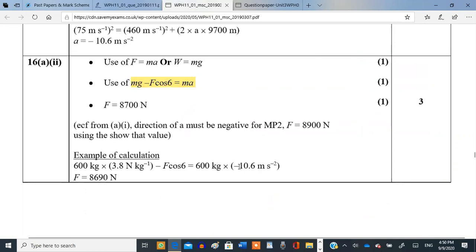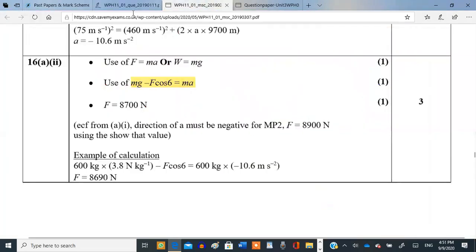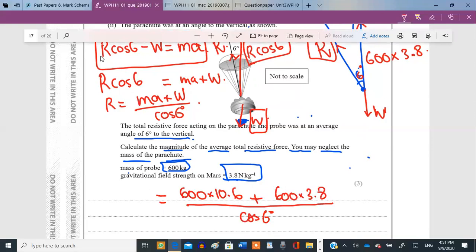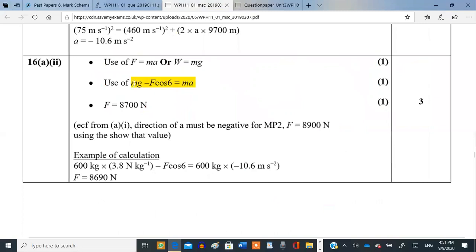There we see they place a negative sign here because, if you look at this part, it's mg minus f cos of 6. So that's why they used a negative sign over here. Whereas for us, we used R cos 6 minus mg equals ma. So we don't need to use the negative sign here. We use R cos 6, the greater force minus the lesser force, equals ma. Then you don't need to change the sign of acceleration. It's always going to be positive. But in this case, they use the opposite side, mg minus f cos of 6. That's why they had to place the negative sign here.